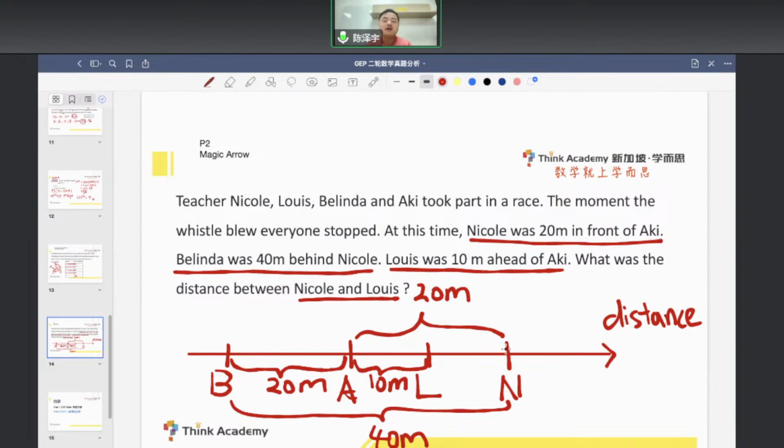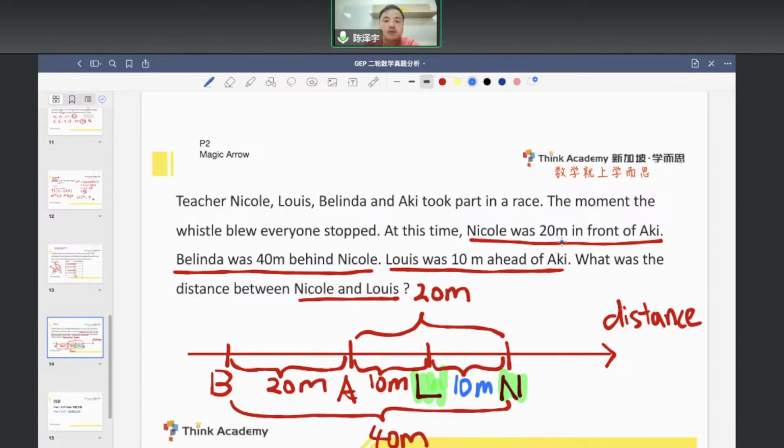So now we can see the positions very clearly. Where is Aki? Where is Belinda? Where is Luis? And where is Nico? So we can answer the question: what is the distance between Nico and Luis? Nico is here, and Luis is here. So we can easily find that the distance here is just 10 meters. This is your answer.